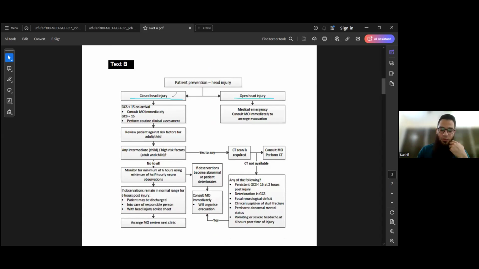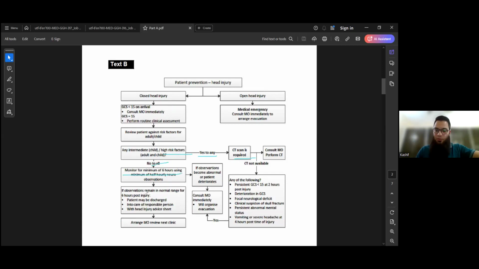Okay, if there is a closed head injury, these are the next steps, and if there is an open head injury, these are the next steps. Again, as I have mentioned, they are telling us about next steps. It can get confusing sometimes, but do not get confused. Just read it: if there is any immediate high risk, yes, any, then a CT scan is required. But if no, then you will monitor for 6 hours.